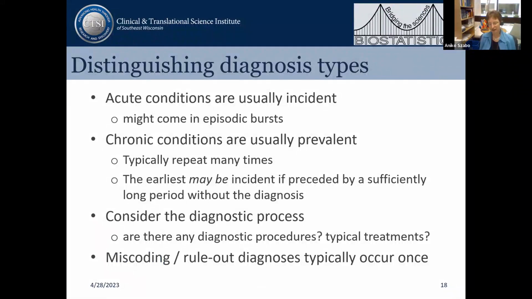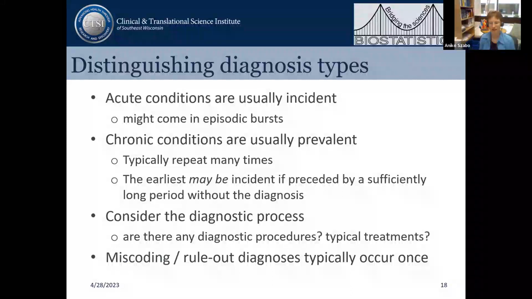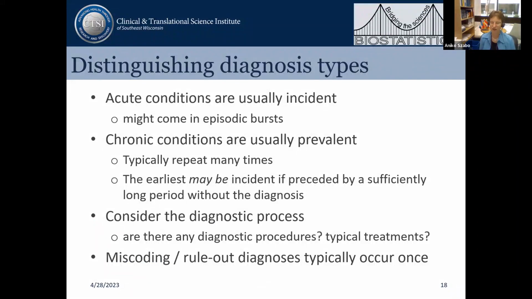And we sometimes then say that, okay, if you have, say, a 90-day period without any of these codes, then the next one we'll assume is a new condition. But again, this depends on the pathology of that disease, so you have to know a little bit about it. If you see a chronic condition code, we usually assume that it's prevalent, that the patient had it before, it just showed up in the data right now.